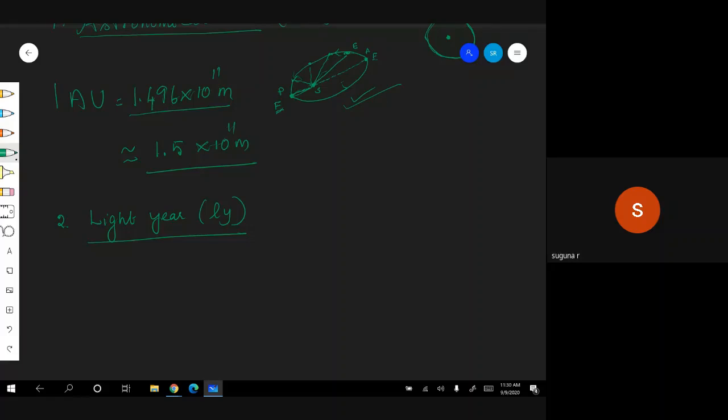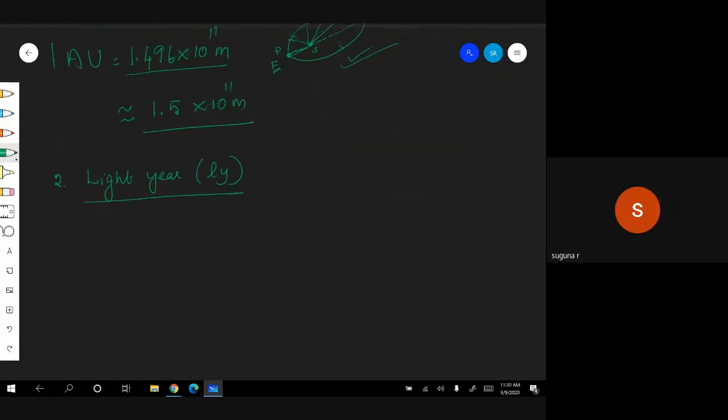Okay, so light year. What is light year? Light year is also a very, very big unit of length. Therefore, how to define light year? Listen, 1 light year is the distance traveled by the light in free space or in vacuum in 1 year.